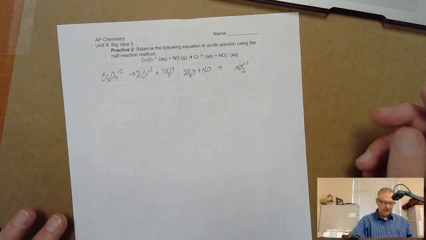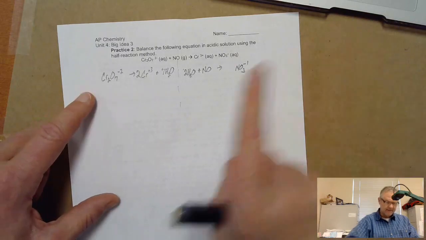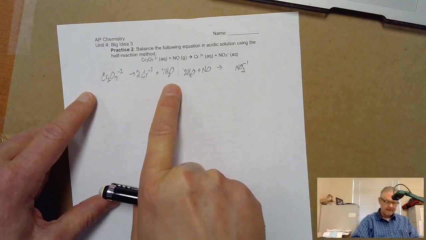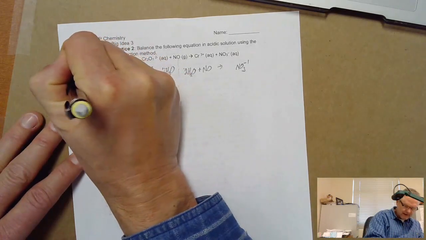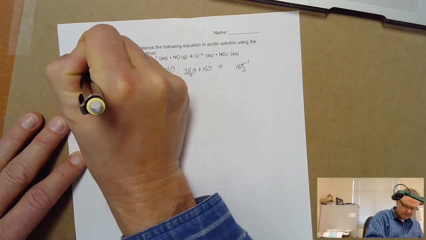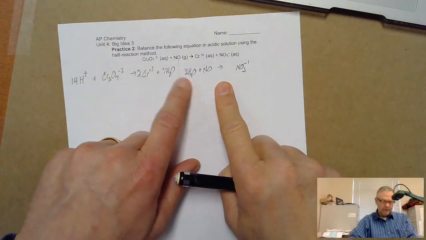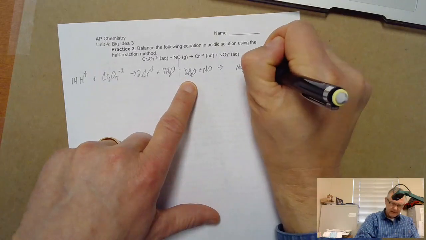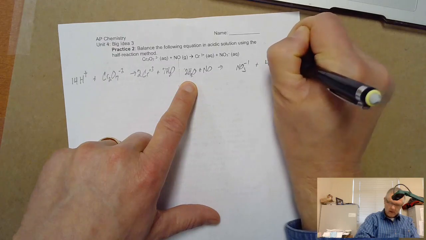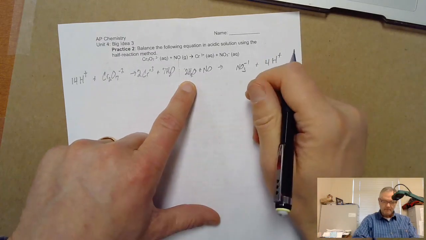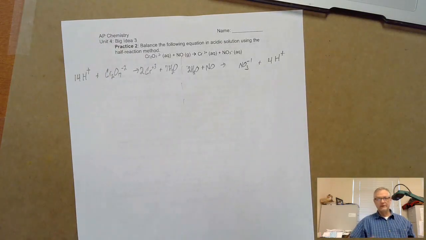So now I am going to do my hydrogens. As I get ready to do my hydrogens, I need to look at how many I have. Right here I have 14 hydrogens. So that means on this side I am going to add 14 hydrogens. Now I come over here, I have 4 hydrogens. So on this side I'm going to add 4 hydrogen ions.